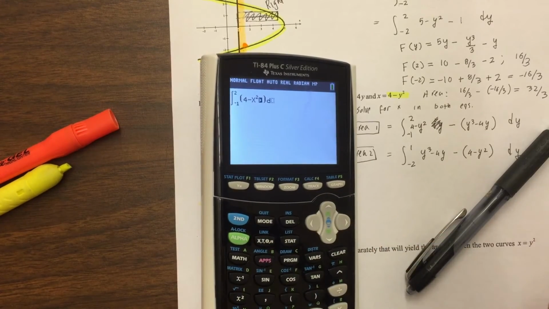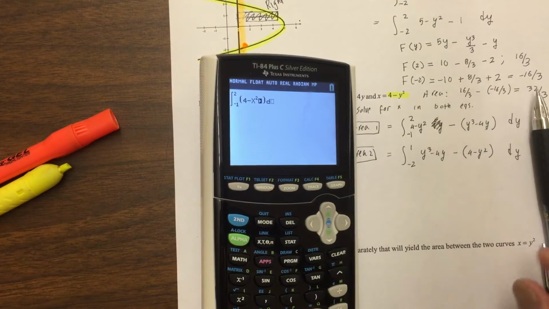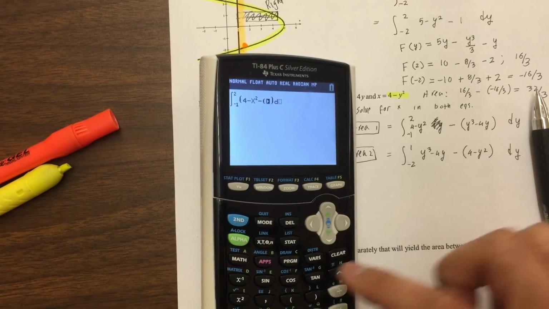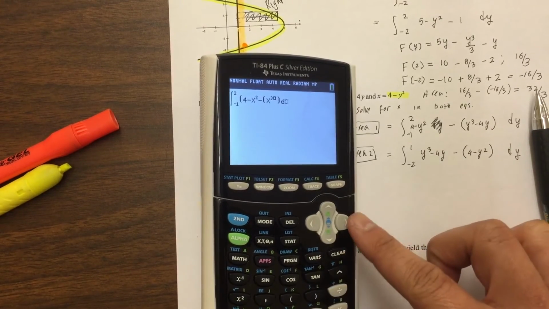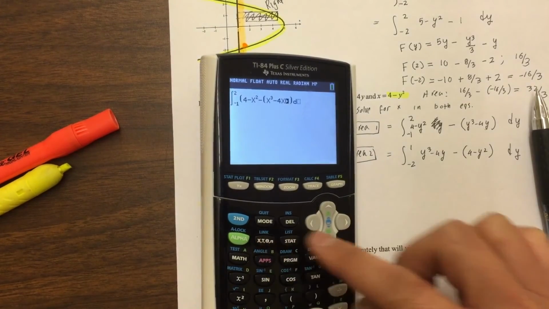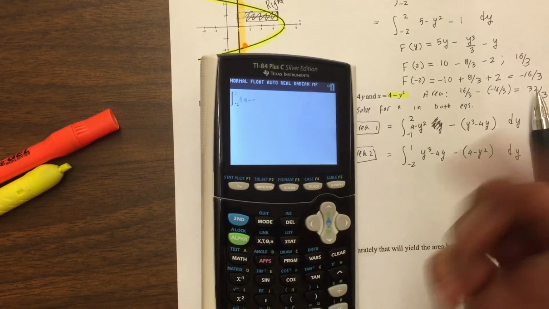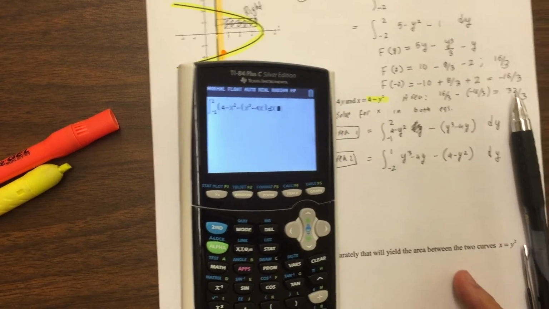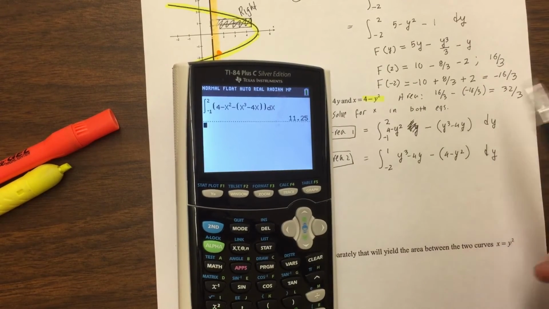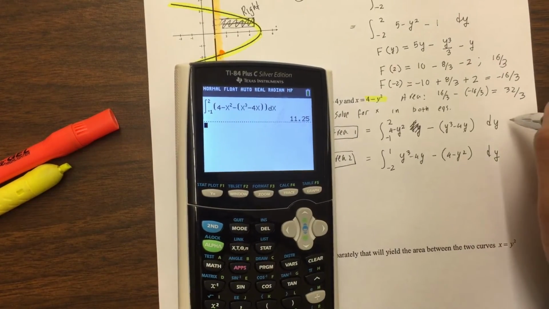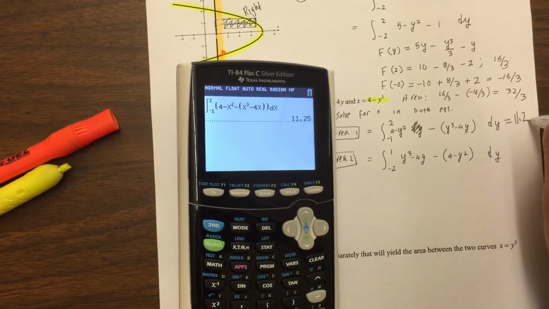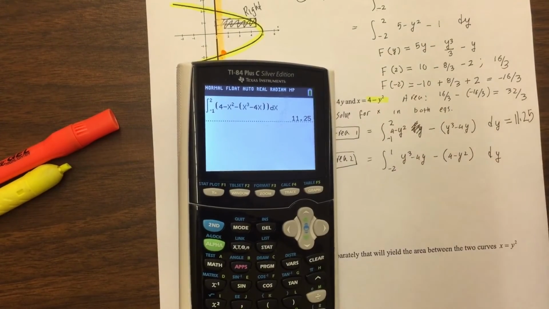So when you use a calculator, your x is your y, and then you minus, and then you go x raised to the third minus 4x, and then dy is dx, right? Because these are just variables. And then you integrate, and that gives you 11.25. So the area is 11.25 for the first region.